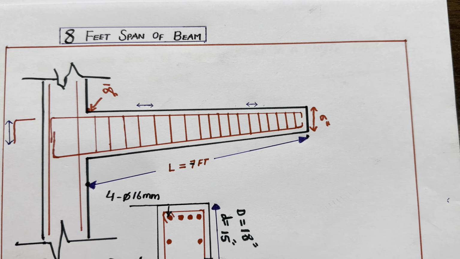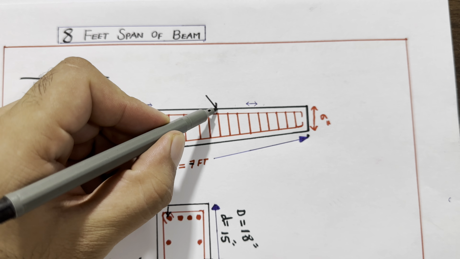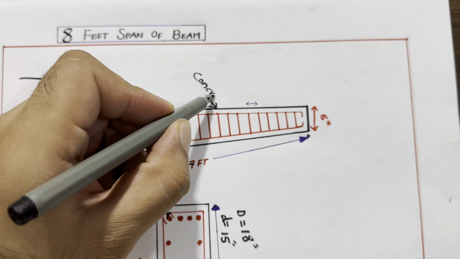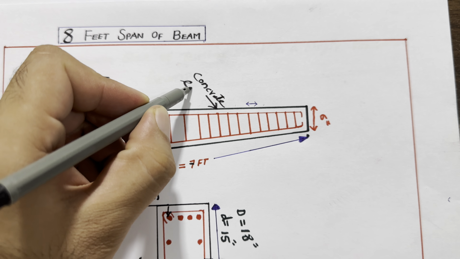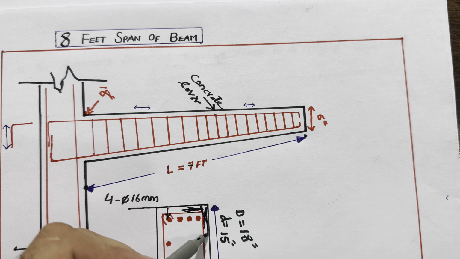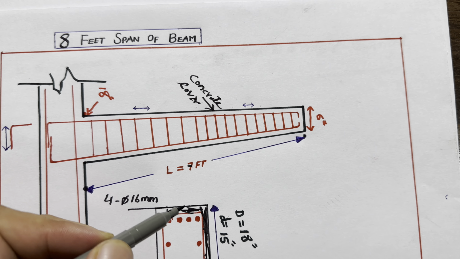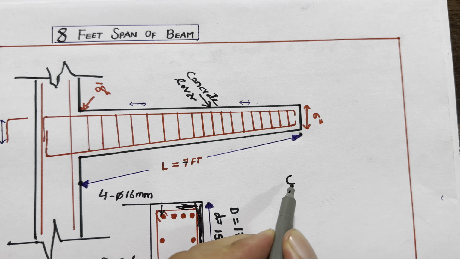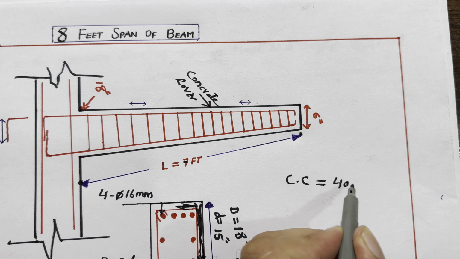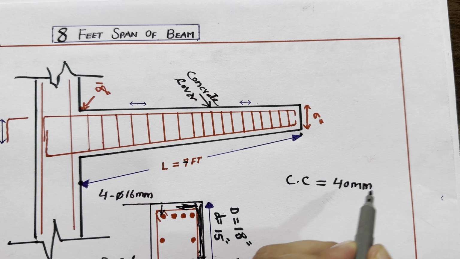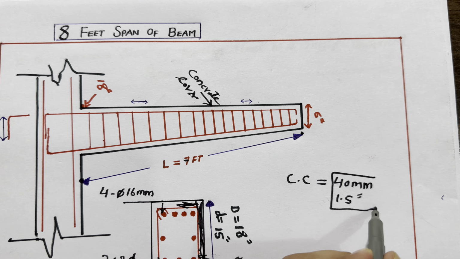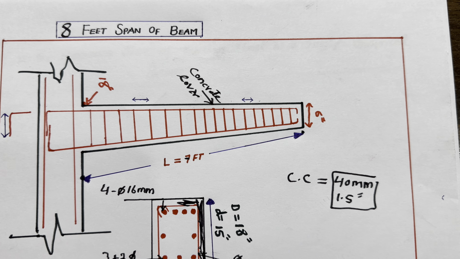If you see here, this black color shows you the concrete cover. This is the concrete cover, guys, this one. So for the concrete cover you can normally use CC, concrete cover, equal to 40 millimeter, or you can say 1.5 inches. It should not be less than this.